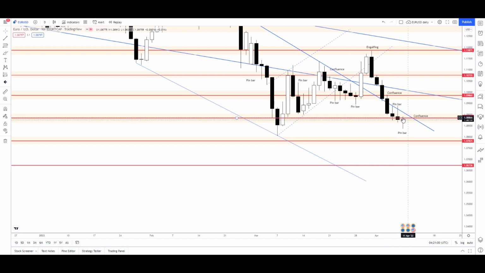So this is a bullish pin bar that suggests a move higher, but this bullish pin bar is made on this current resistance level, because the price has broken below.